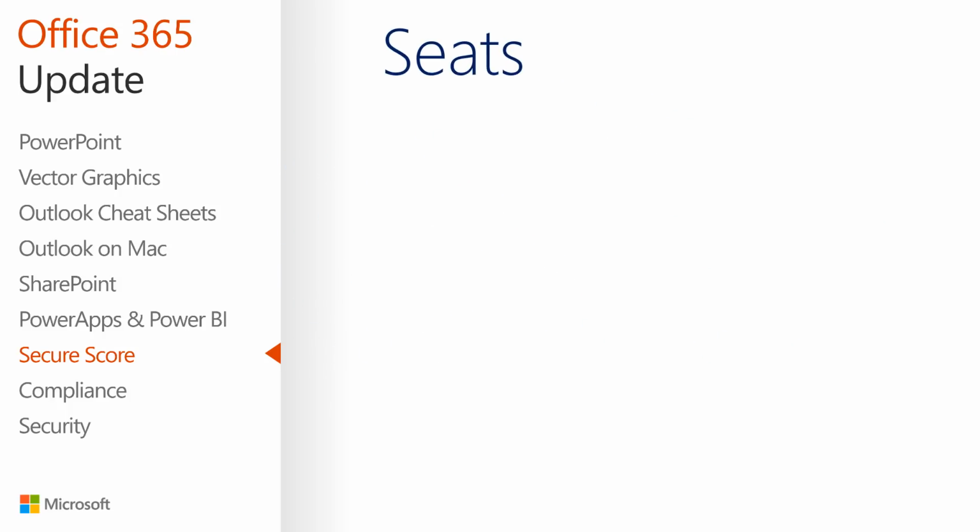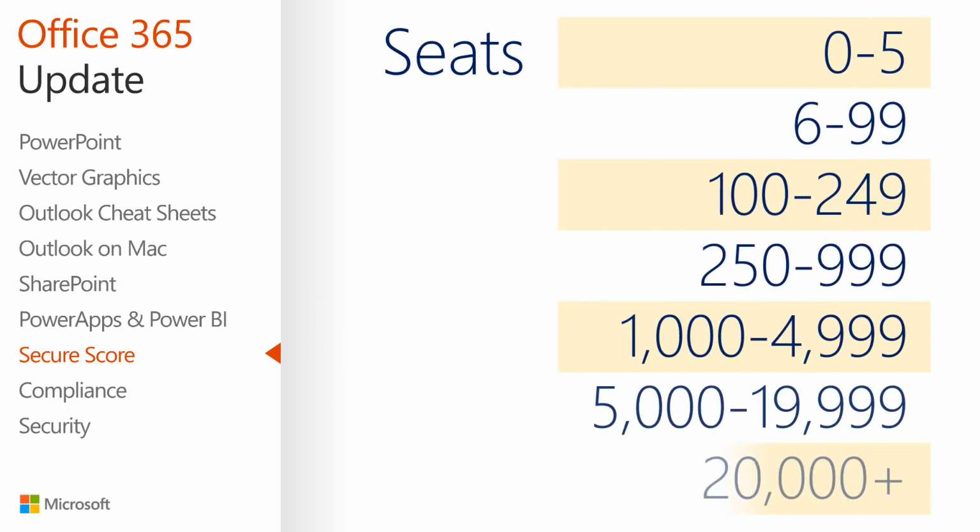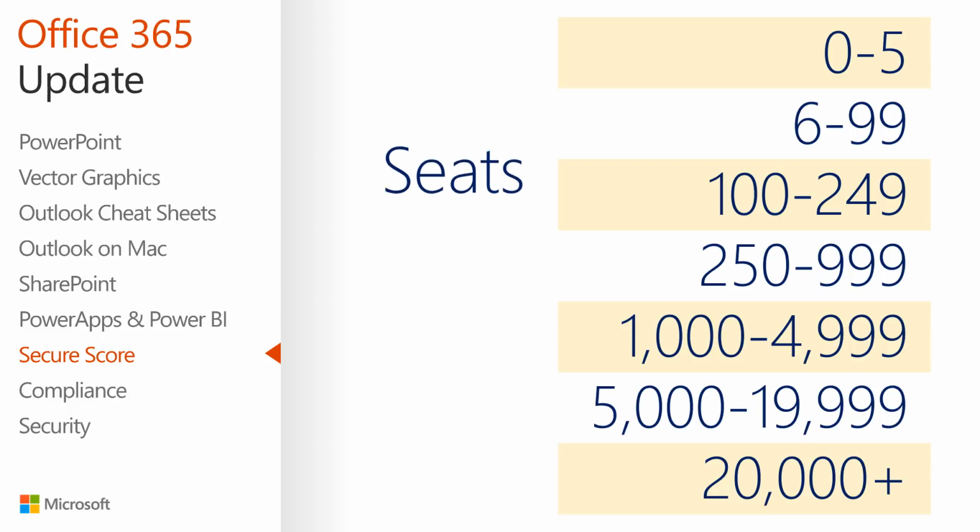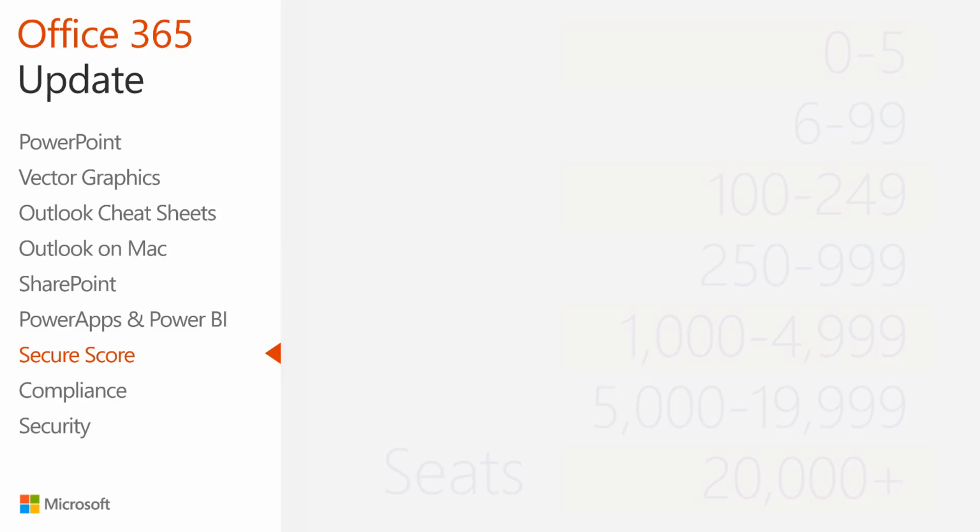The Secure Score team came up with a solution. They grouped tenants into 7 tiers based on the number of Office 365 active seats. Now, your organization's Secure Score will be compared to an average seat size score, helping to ensure that the comparison between the scores is relevant.